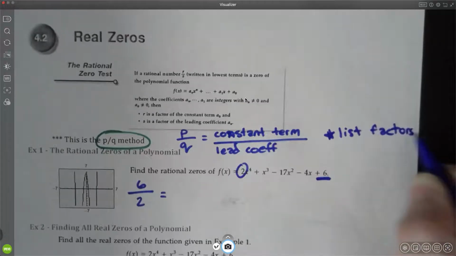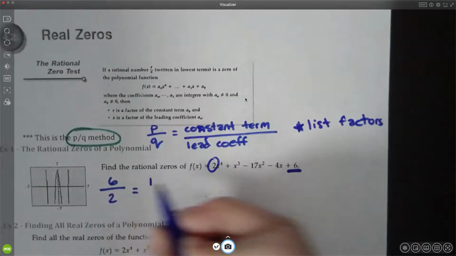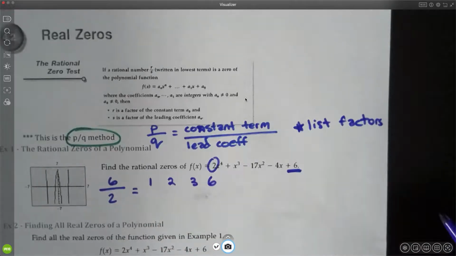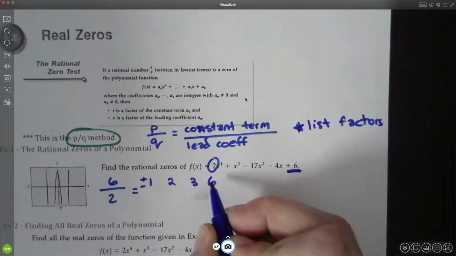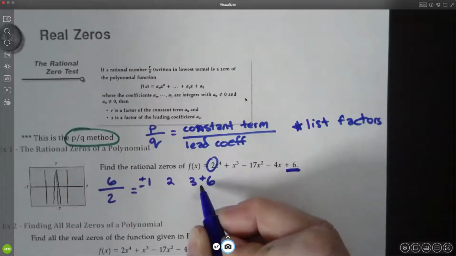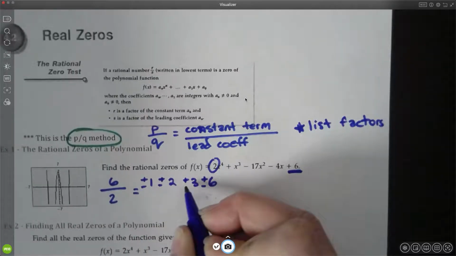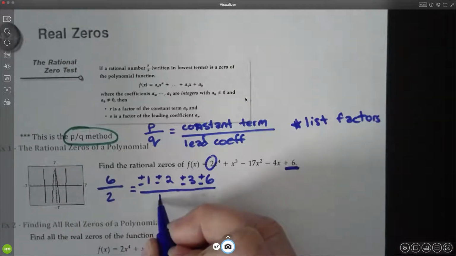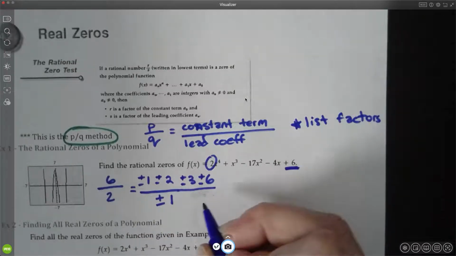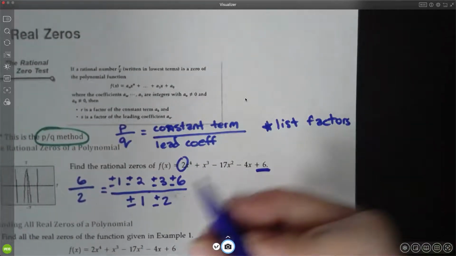So the factors of 6 are 1, 2, 3, and 6. But not only that, positive and negative, right? Positive 1 times positive 6 will give me 6, but negative 1 times negative 6 will give me 6. Positive 2 times positive 3, and negative 2 times negative 3. Those will all give me 6. What about 2? Positive 1, negative 1. Positive 2, negative 2. Okay? All right, now I have to list all of those out as factors.